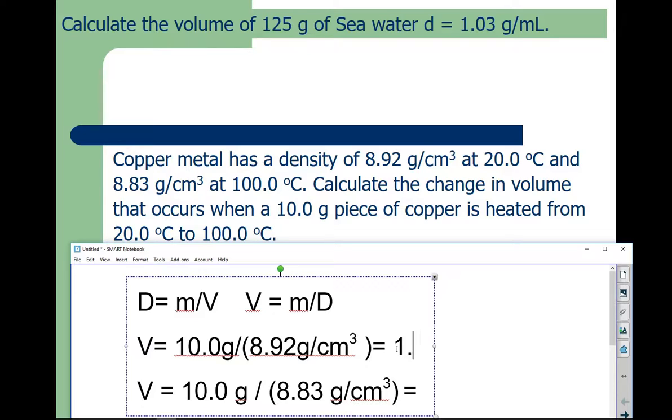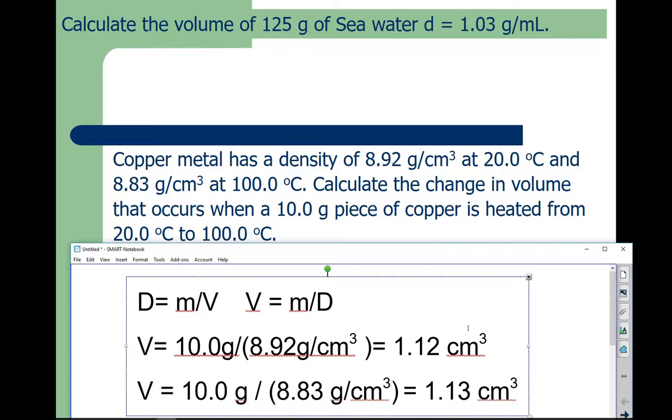Yes, go ahead. 1.10? Say it one more time. 1.12. Okay, centimeters cubed. Okay, who's got the bottom one? 1.13. Okay, centimeters cubed.